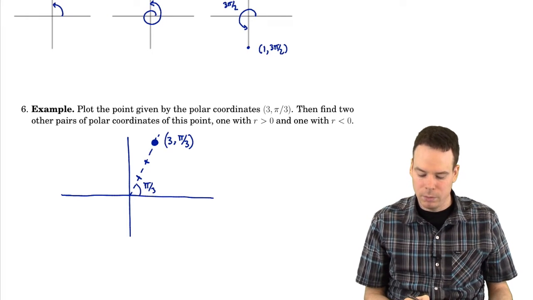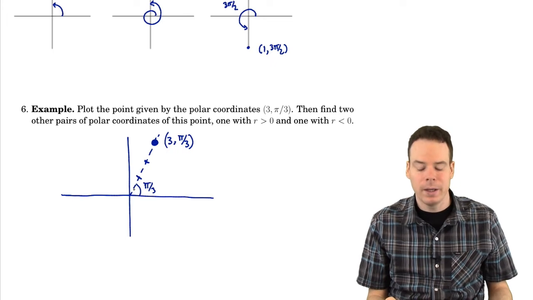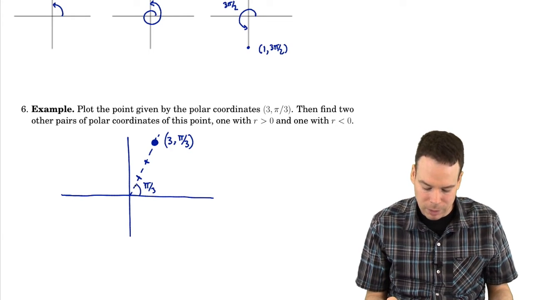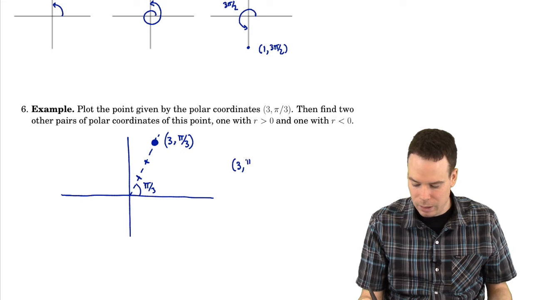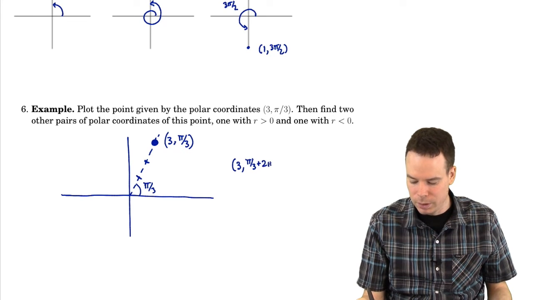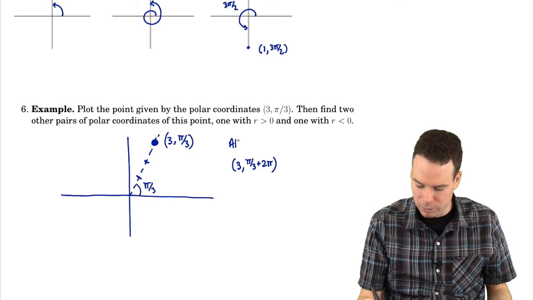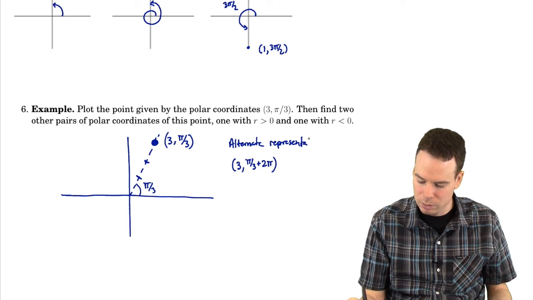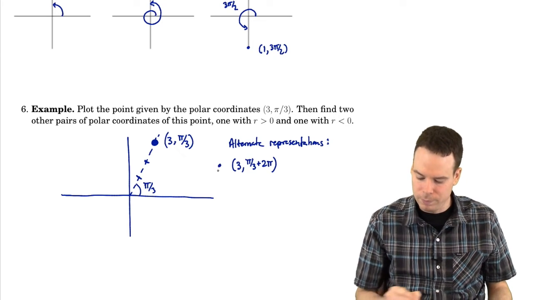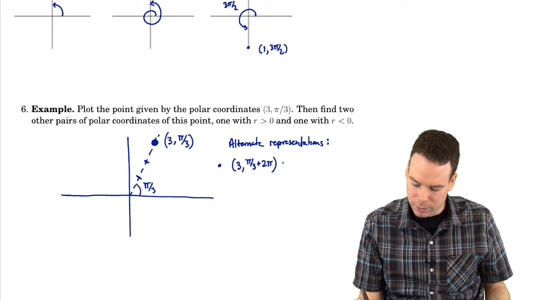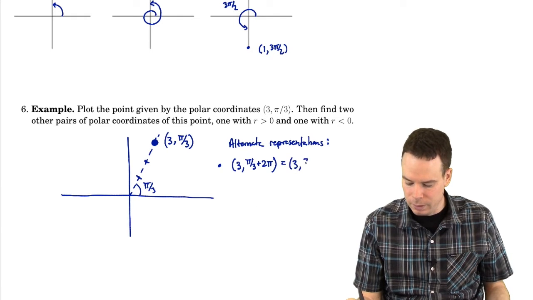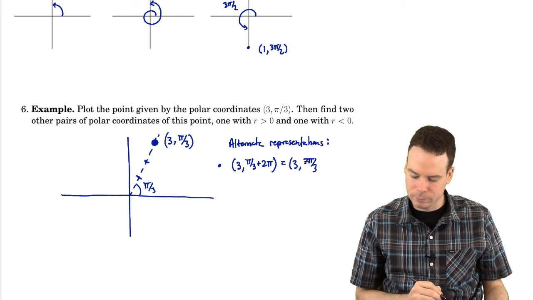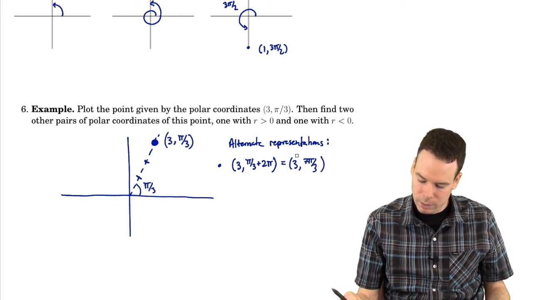We want two other pairs. Well, one other pair I could easily get by, instead of going just up pi by 3, I'll go up pi by 3 and then another 2 pi around. So here's another representation. 3 and then pi by 3 plus 2 pi. So here we're writing down our alternate representations. So there's our first one. Pi by 3 plus 2 pi. So that's another way to write that, would be just 3 and then 7 pi by 3. 3 and 7 pi by 3.